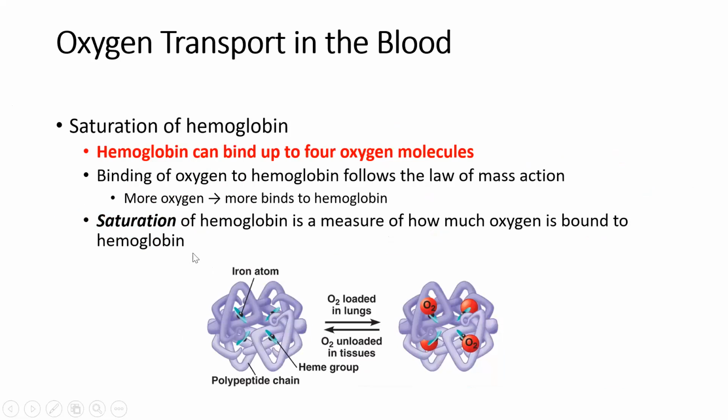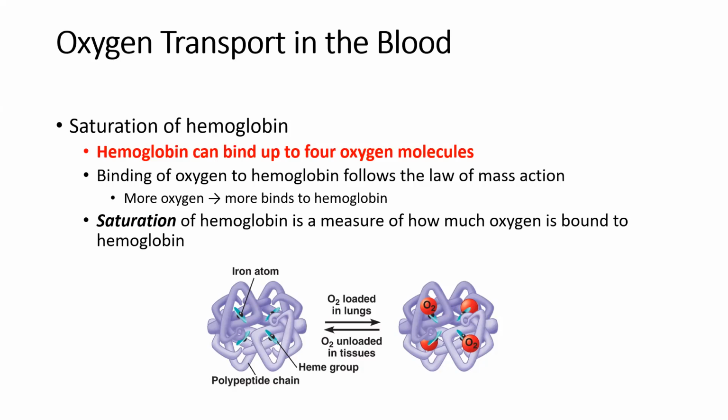So this brings us to speaking about the saturation of hemoglobin. So we know that hemoglobin can bind up to 4 oxygen molecules, and when it does so, we can say that it is fully saturated or 100% saturated. And the binding is going to follow the law of mass action. In other words, if we have more oxygen, it's going to bind more hemoglobin and drive our reaction towards products, right? That oxyhemoglobin. If we have more oxyhemoglobin, it's going to drive our reaction in the opposite direction, which is towards our reactants. And so this is what we mean by the law of mass action.